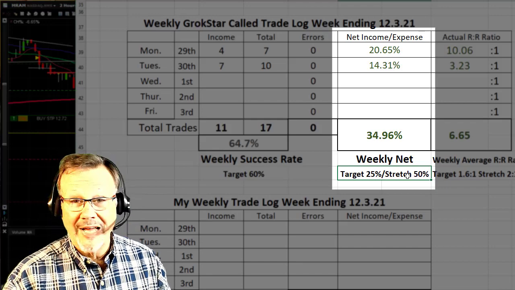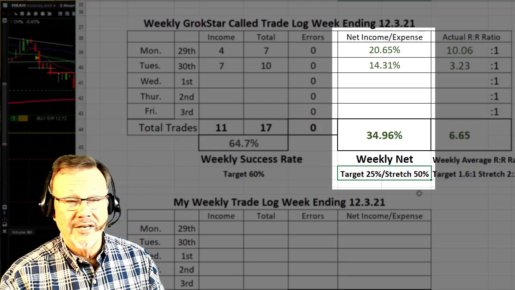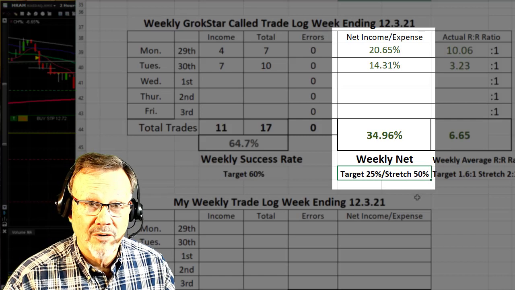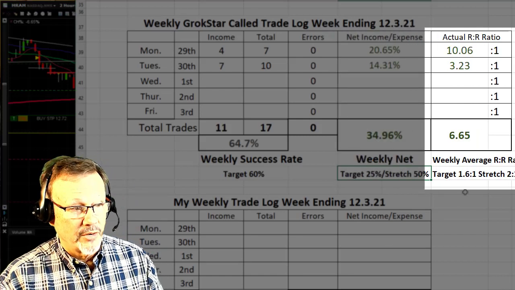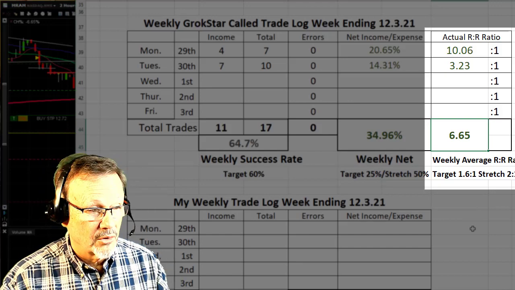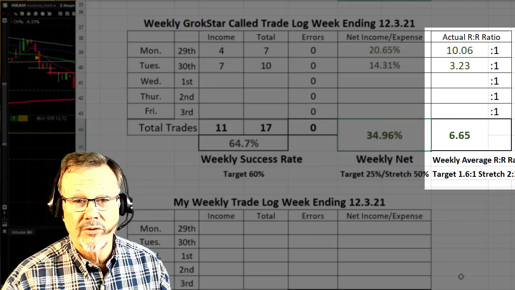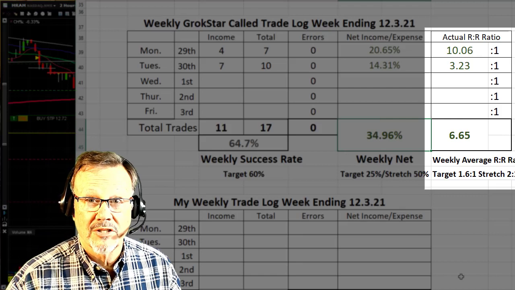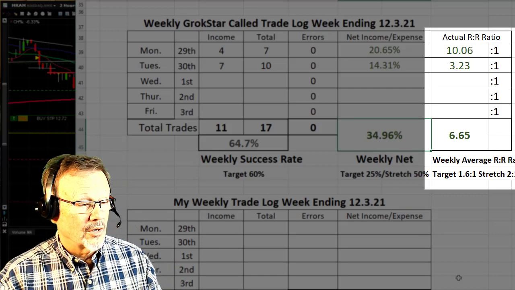No guarantee we make any money tomorrow. Every trade and every day is a completely separate, unique event. And this is the outrageous part. Look at this. We're at a 6.6 actual reward risk ratio. That's how we could have such a high return here while we're hitting our 60% success rate target as well.